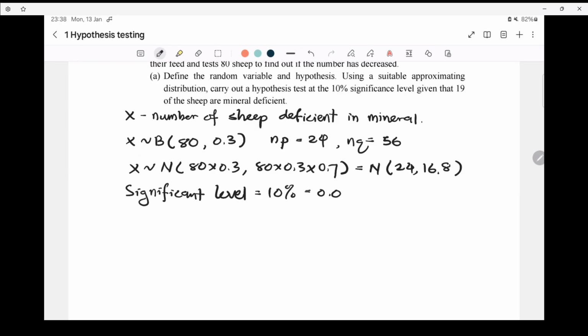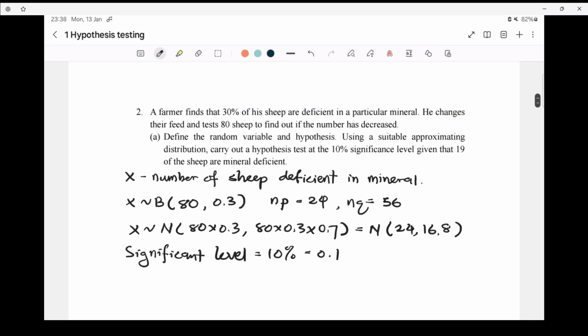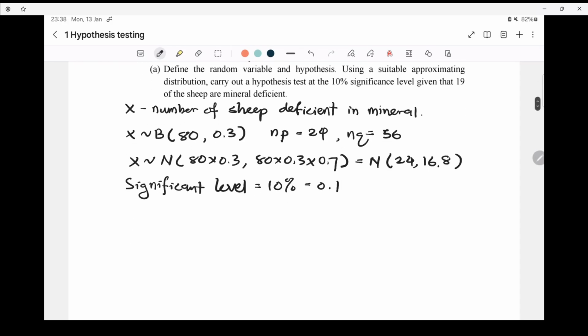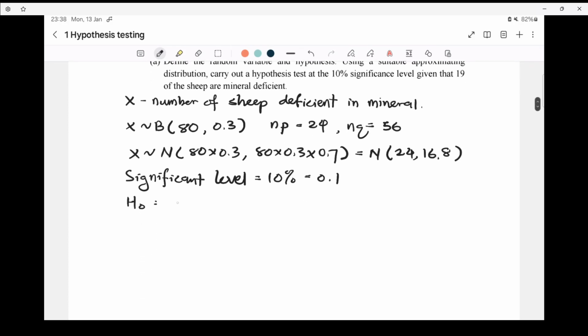Or you can convert it to 0.1. So now you need to define your null hypothesis and alternative hypothesis. Your H naught, you can say that, okay, this is the one that you need to test, to find out if the number has decreased. Decrease, it tells you the direction. So for your null hypothesis, you don't always write the direction.